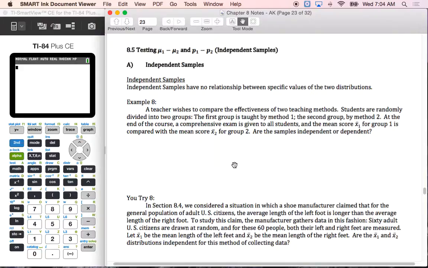Are the samples independent or dependent? You have two separate groups of students. They are not being tested before and after. You have one group and you have another group. Two separate groups means independent.